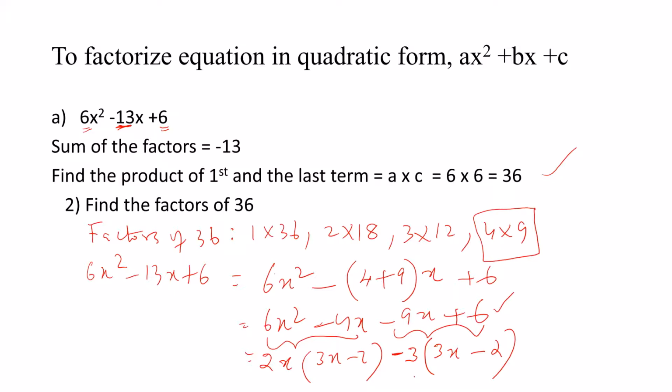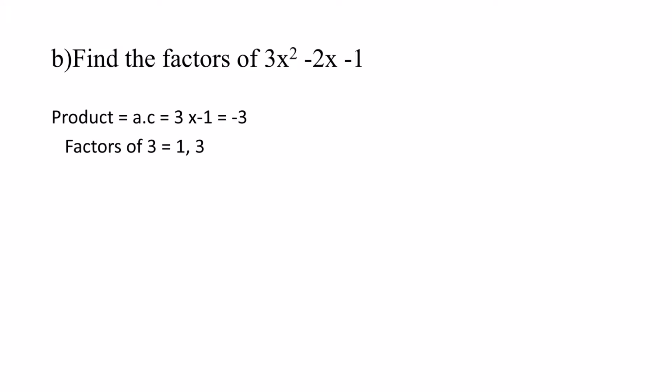Now, what is common in these two terms? We can see that 3x minus 2 is common. So this is equal to 3x minus 2 into, that is the common factor, and the terms outside the bracket are 2x and minus 3. So this is how you factorize a quadratic equation. Let's do one more question.